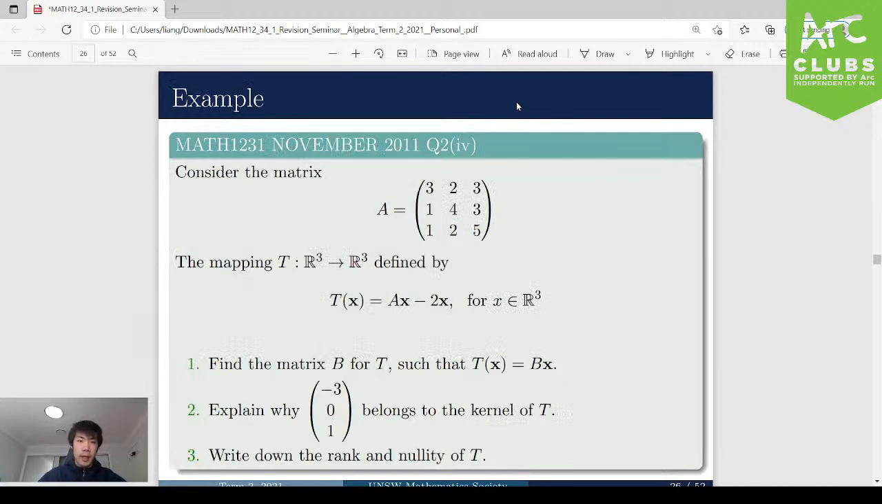Let's have a look at a slightly more complicated example here. Consider your matrix A and the mapping T from R3 to R3 defined by Tx equals Ax minus 2x.